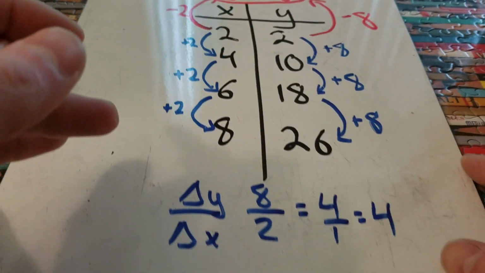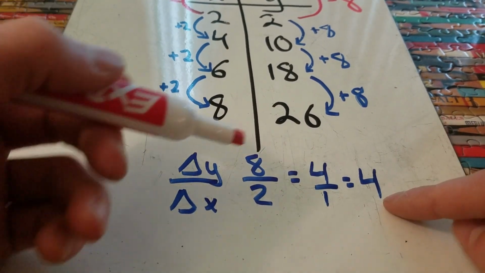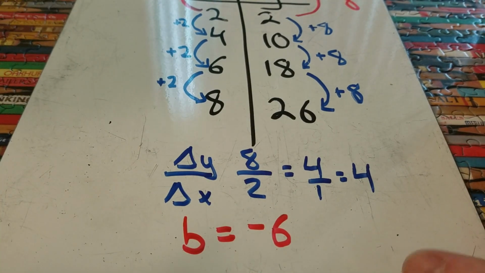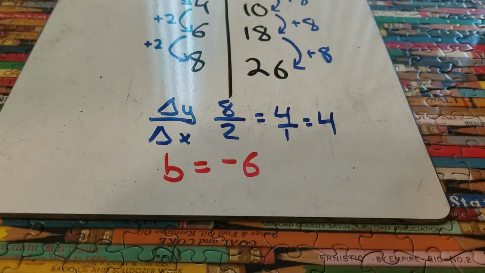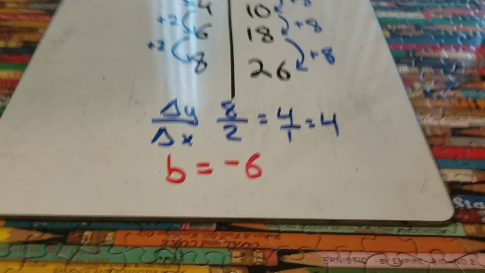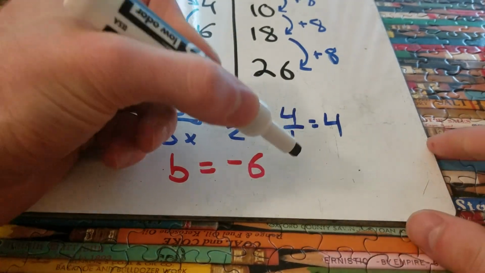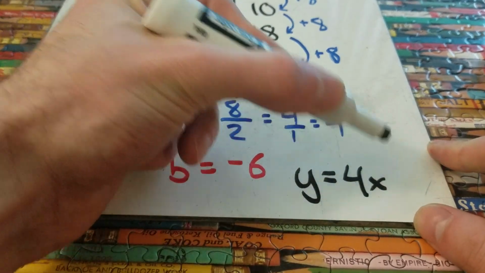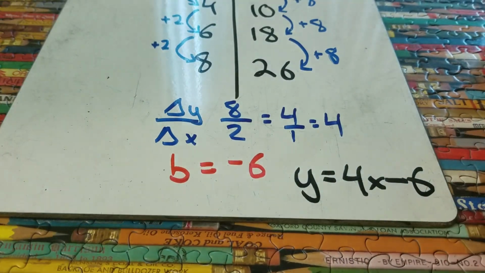So again, my slope is 4. My y-intercept is negative 6. So my equation is going to be y equals 4x minus 6.